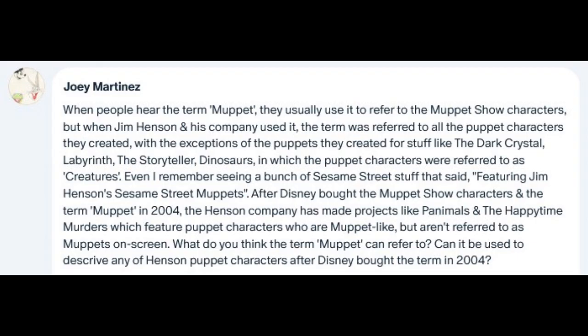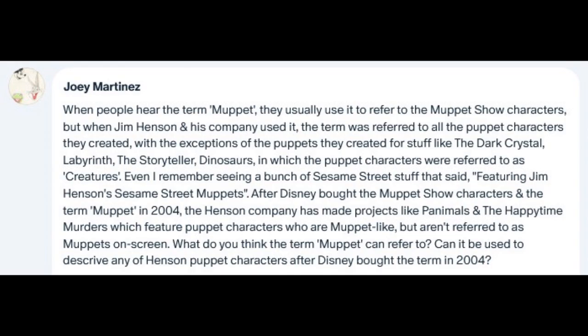My next patron question is from Joey, who wants to know about a correct way to refer to a specific type of puppet. When people hear the term Muppet, they usually use it to refer to the Muppet Show characters, but when Jim Henson and his company used it, the term referred to all the puppet characters they created, with the exceptions of the puppets they created for stuff like The Dark Crystal, Labyrinth, The Storyteller, and Dinosaurs, which puppet characters were referred to as creatures.